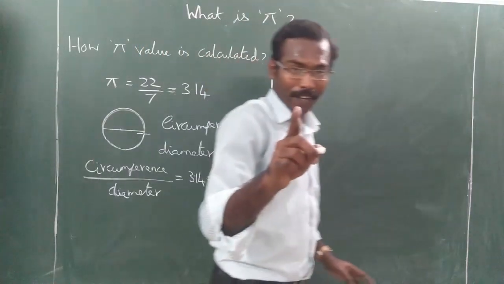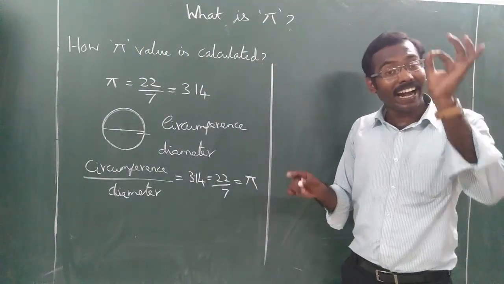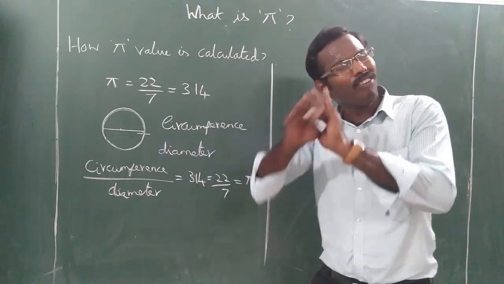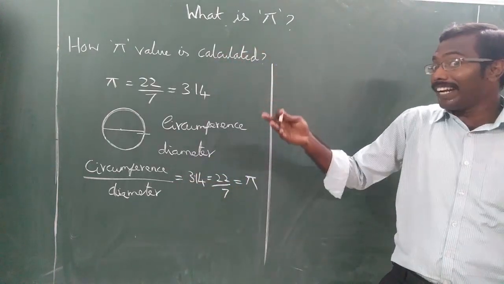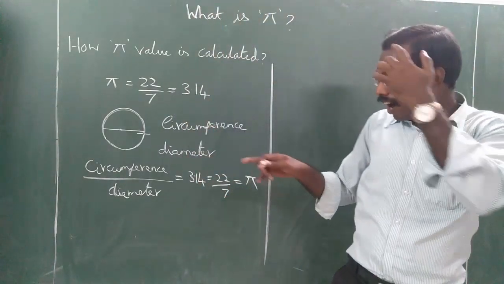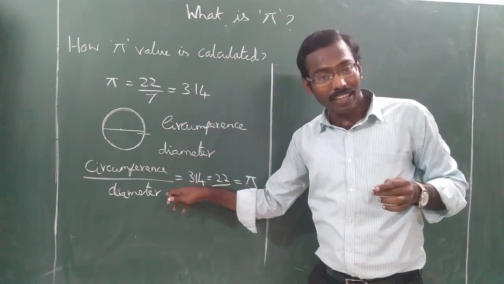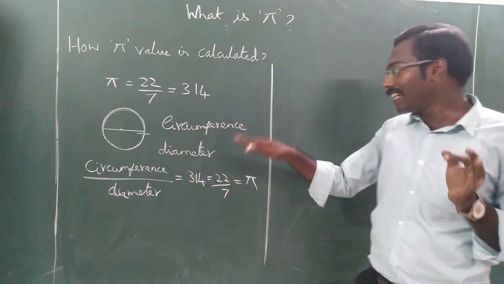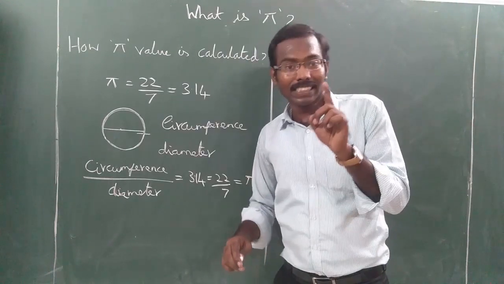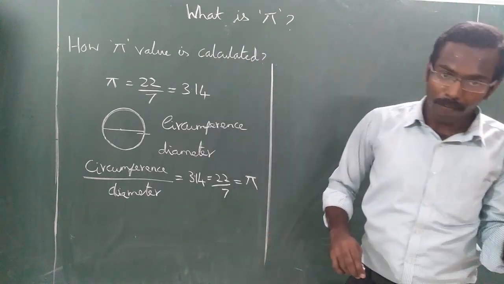Now you understood what is pi? Pi is nothing but a ratio of circumference of a circle and diameter. For any circle, you may not believe me, whether the circle is small or the circle is big, always when you divide the circumference by diameter, the answer will be equal to 3.14. I will first prove this theoretically, then we will prove it practically.